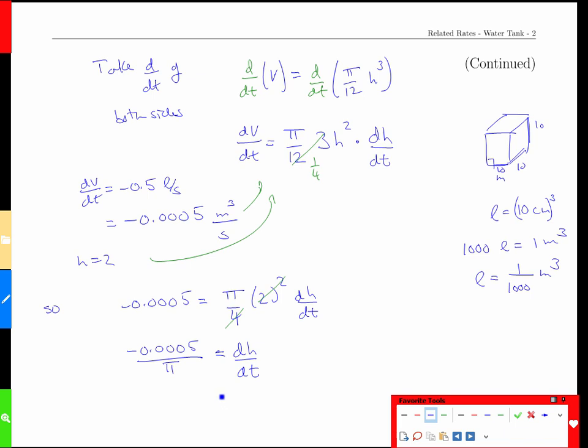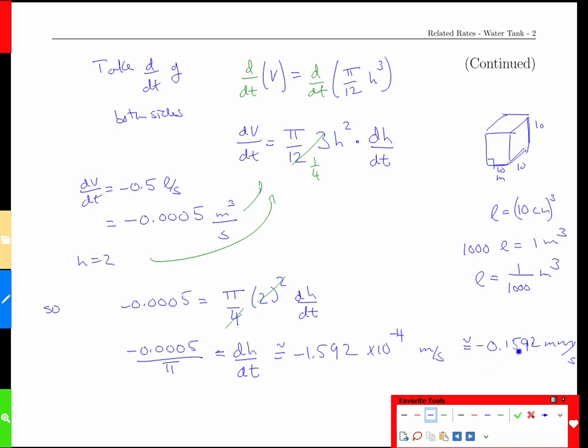And we can find a nice round number for that if we like, using our calculator, which is approximately negative 1.592 times 10 to the minus 4 meters per second. Or, if you'd like this, 10 to the minus 3 is millimeters, so negative 0.1592 millimeters per second. Yeah, backing off 4 decimal places.